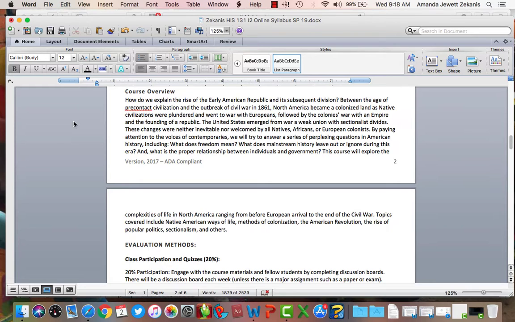These are all things we're going to be talking about and discussing. And of course, the proper relationship, it depends on who's defining that relationship, what they think proper is, and whether or not we agree with it, right? So you may not agree with Andrew Jackson's idea of the proper relationship between individuals and government, or you may think it's great.